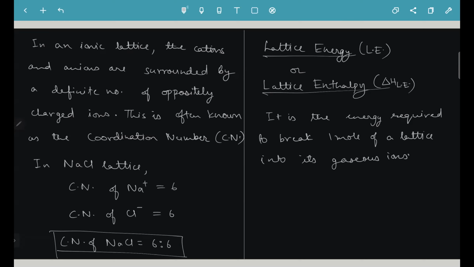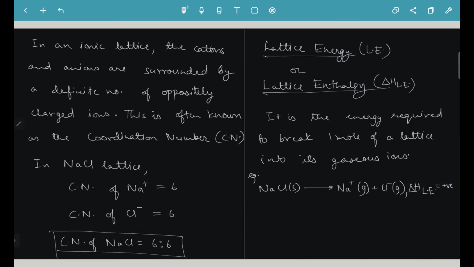So whenever a lattice is broken into its gaseous ions, some energy is required for this process. Energy required is called lattice energy. An example we can write: when NaCl solid is broken into Na plus gaseous and Cl minus gaseous, some energy will be absorbed for this process. The delta H will have a positive value. The energy absorbed is called the lattice energy. We'll say the delta H LE will have a positive value.